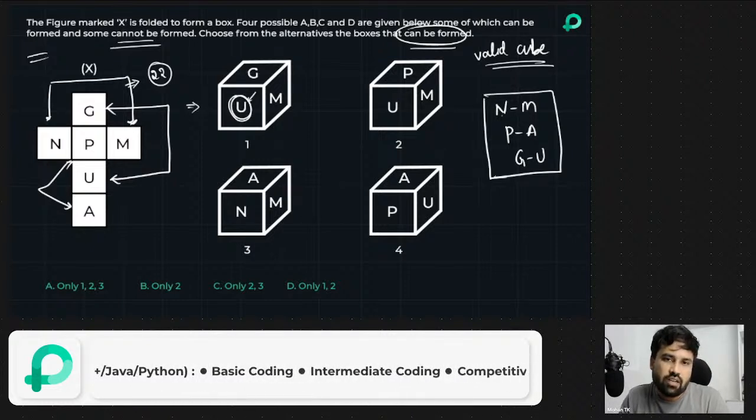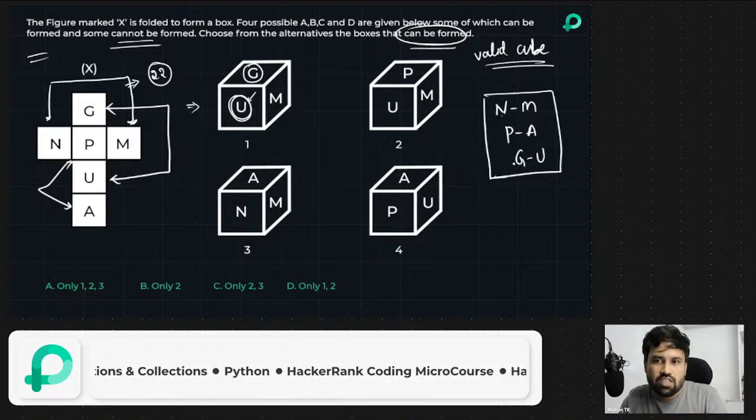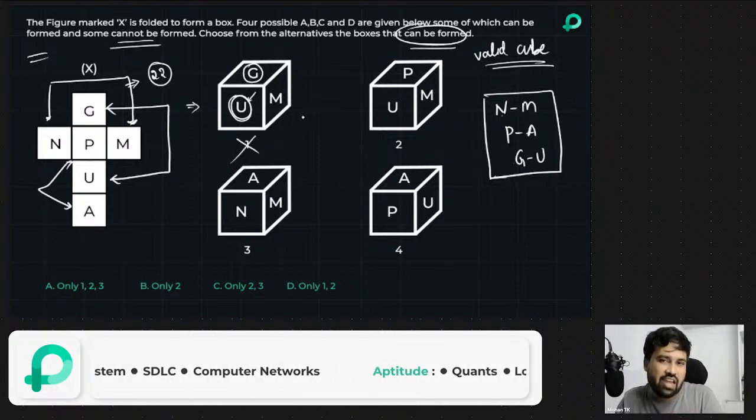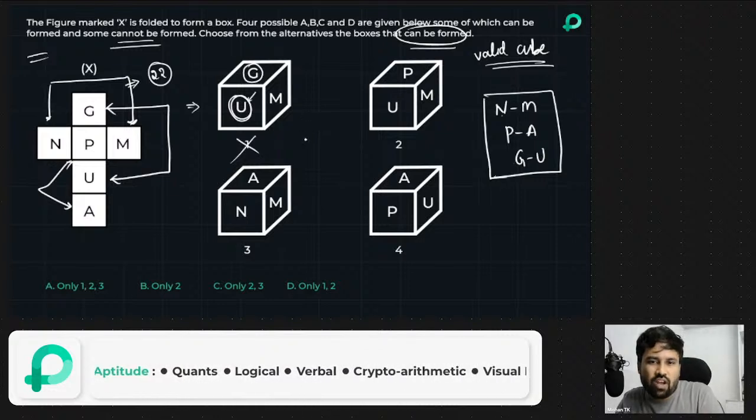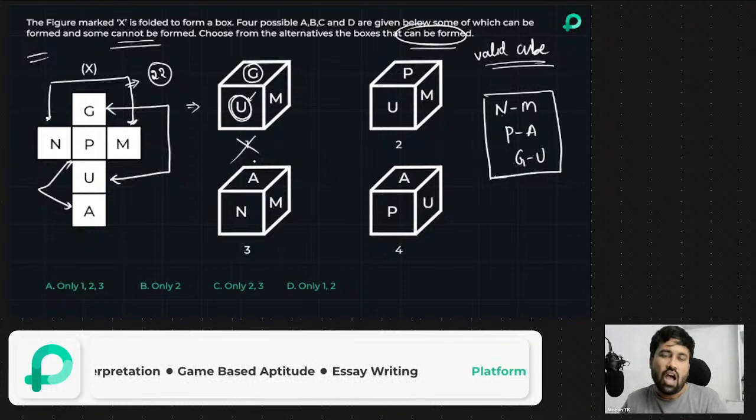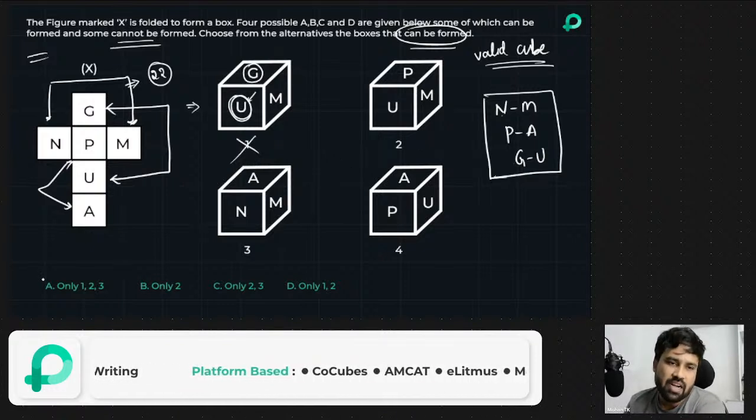Just look at here, G and U are together, but according to our structure analysis of the opposite sides, G and U cannot be together. Why? Because they are opposite sides, so you can't see them at a time. So option 1 is eliminated. It's not a valid cube, it's an invalid cube. Whenever 1 is invalid, I won't verify all the options. What I will do is immediately eliminate A and D.